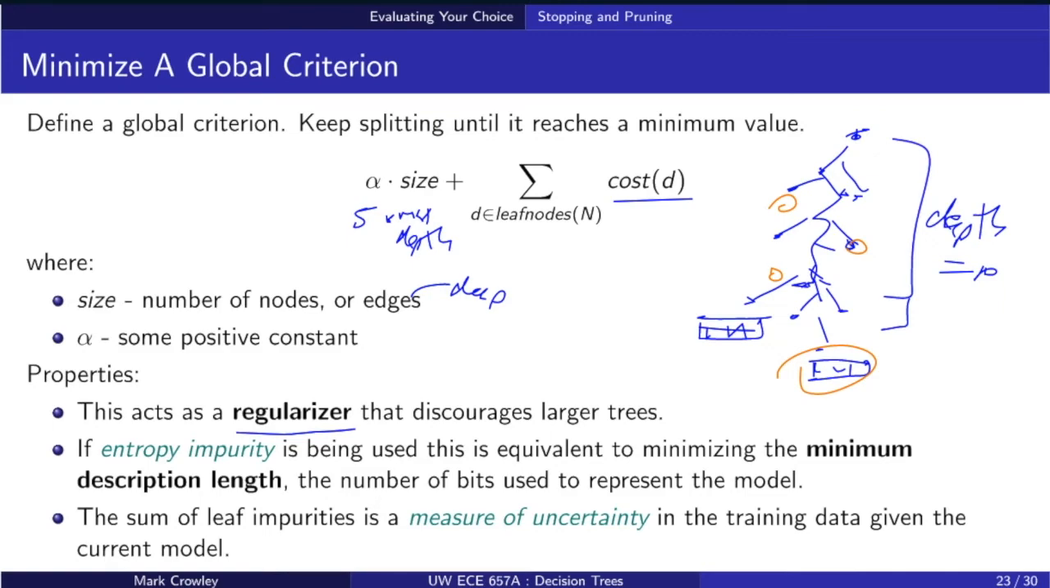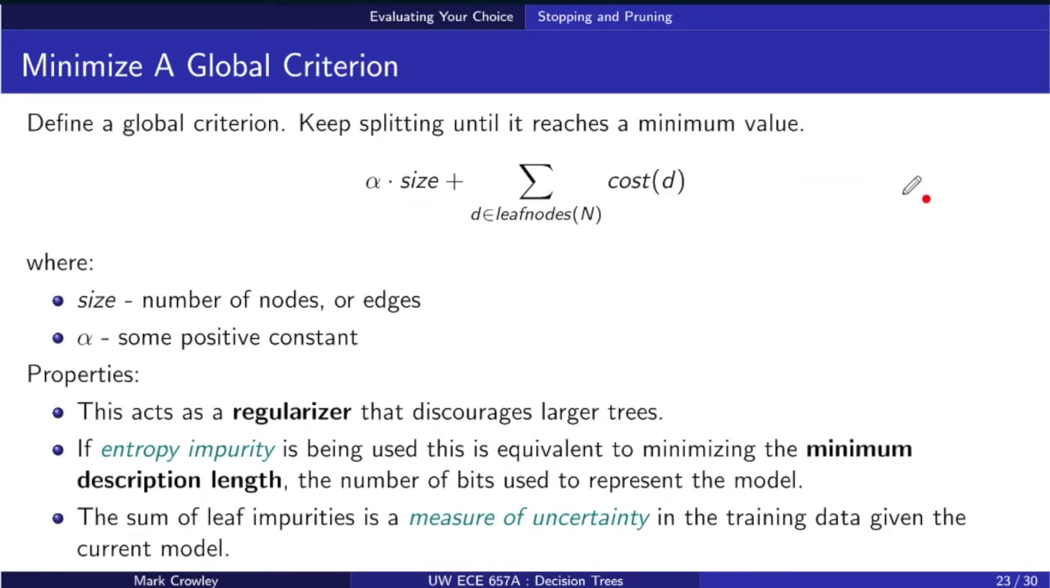Oh, that's a good question. Rahul is asking, can depth exceed the number of features in the data set? So let's think about that. Could we? So how many features?